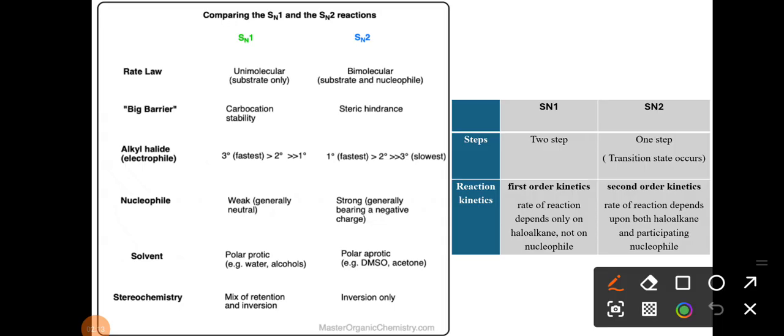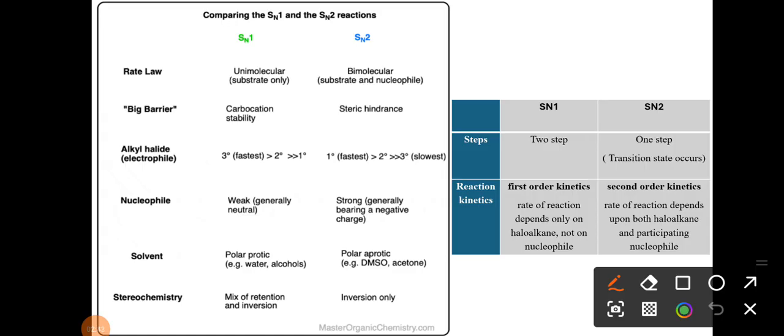Then nucleophile, right? So we have seen the electrophile, now the nucleophile. The nucleophiles are weak in SN1 reactions, but in SN2 reactions the nucleophiles are very strong, because they are bearing a negative charge. Polar protic solvents are used in the SN1 reaction, but in SN2 reactions polar aprotic solvents are used. Examples are also given, so please remember this one.